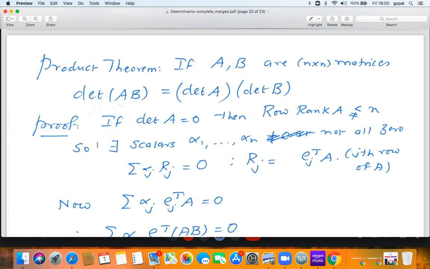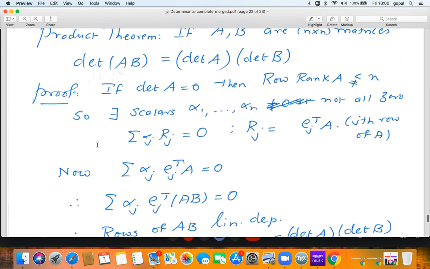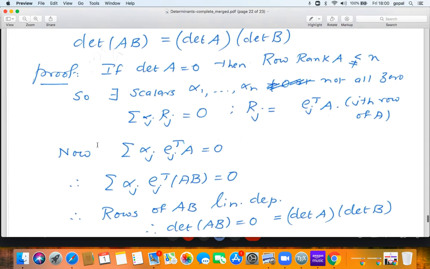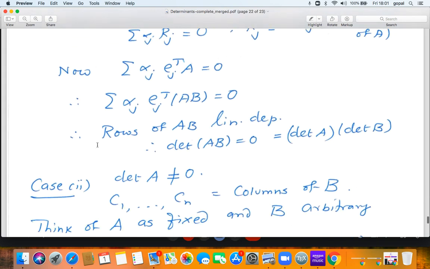Rule number 2. There are 4 basic rules for matrix multiplication. So the rj can be written as ej transpose of A. And so I get summation alpha j ej transpose A equal to 0. Now multiply this on the right hand side by B. You get summation alpha j ej transpose AB equal to 0. But ej transpose of AB is the jth row of AB. That means that the rows of AB are linearly dependent. If the rows of AB are linearly dependent, that means the determinant of AB is 0. So the right hand side is 0 and the left hand side is 0, and the theorem is proved in this case. Case 2. The determinant of A is non-zero.